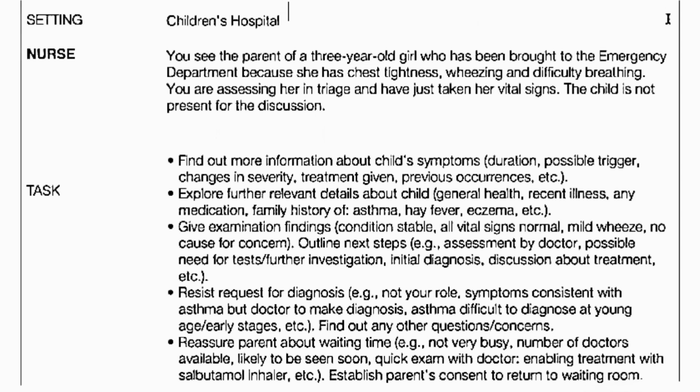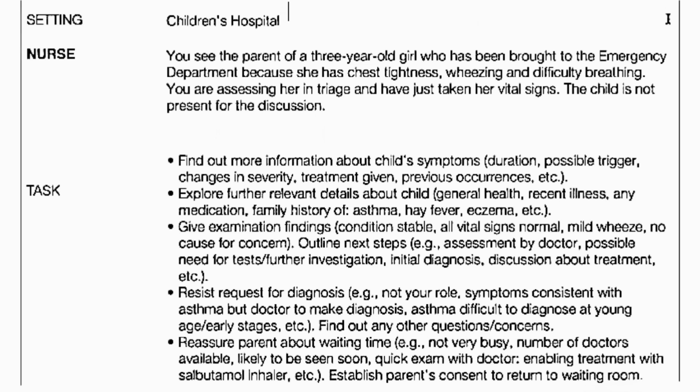Then, well, the next task is to give examination findings like condition stable, all vital signs are normal, mild wheeze, no cause for concern. Outline next steps: assessment by doctor, possible need for tests or further investigation, initial diagnosis, discussion about treatment, etc. So you are going to give your examination result and the future treatment.